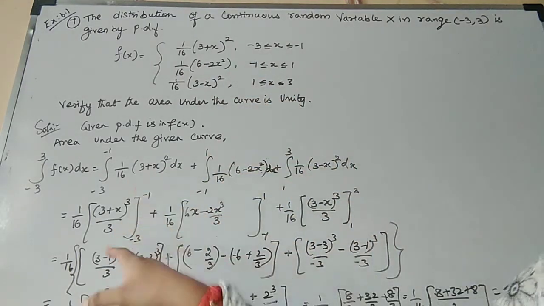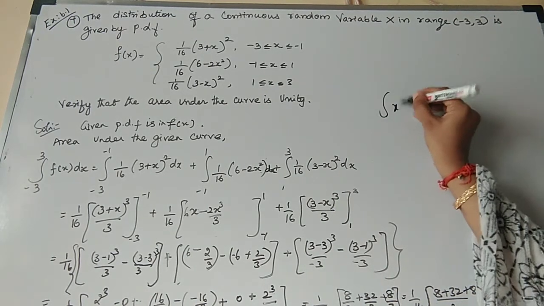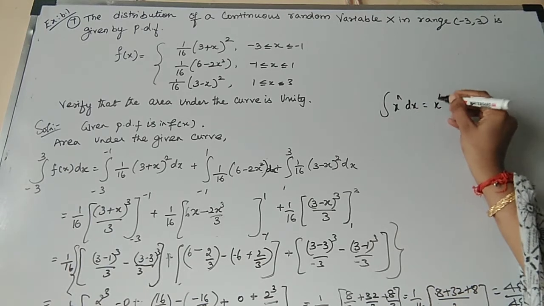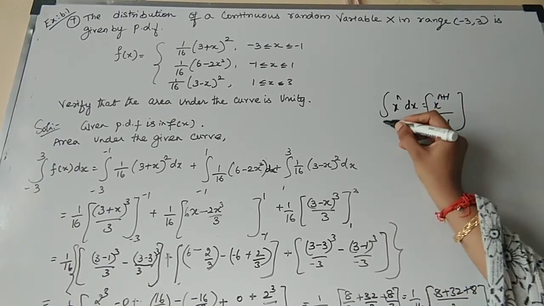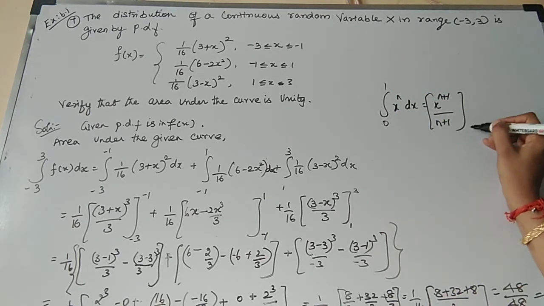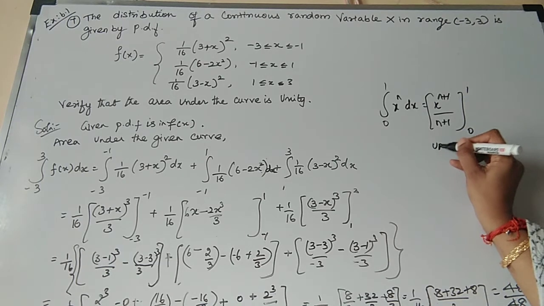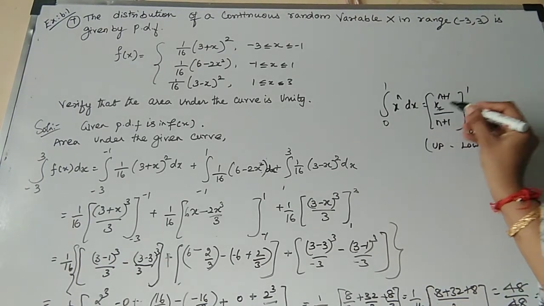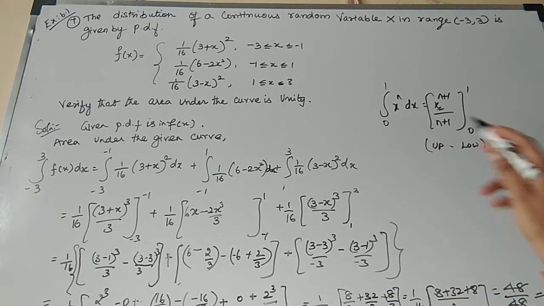Now you are going to do the integral part. What is the integral of x power n dx? It is x power n plus 1 by n plus 1. With the limit, suppose you have 0 to 1, you first put the upper limit and then subtract the lower limit. Is it not like that? You will do the x part alone, put the upper limit and the lower limit and do the calculations.